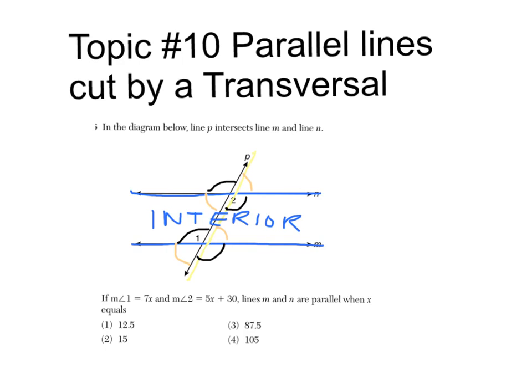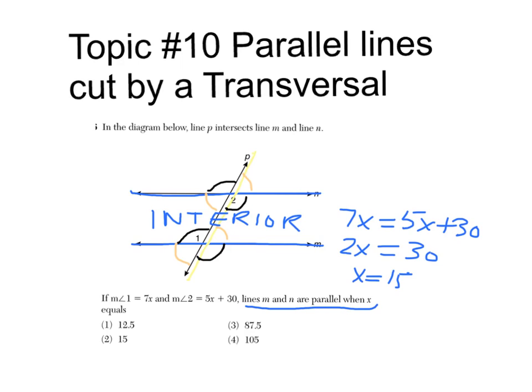Alright, so angles 1 and 2 happen to be the same measurement. So all you need to do is set 1 equal to 2. Solve for x, and you've got it. Subtract 5 from both sides, 5x, and divide by 2, and you get x is equal to 15. It says that M and N will be parallel whenever x happens to equal 15.